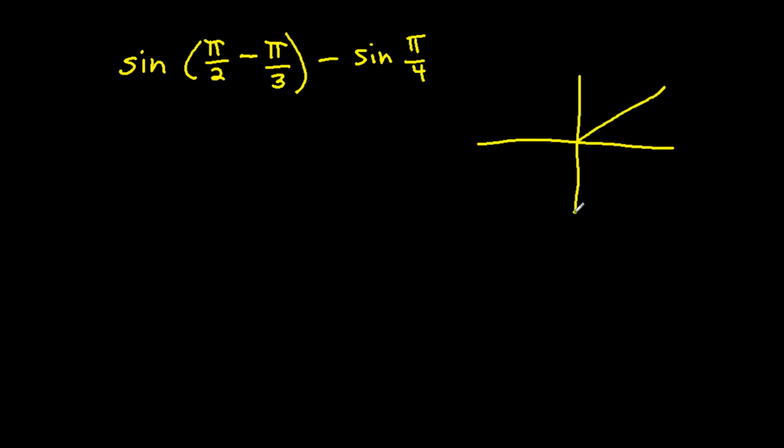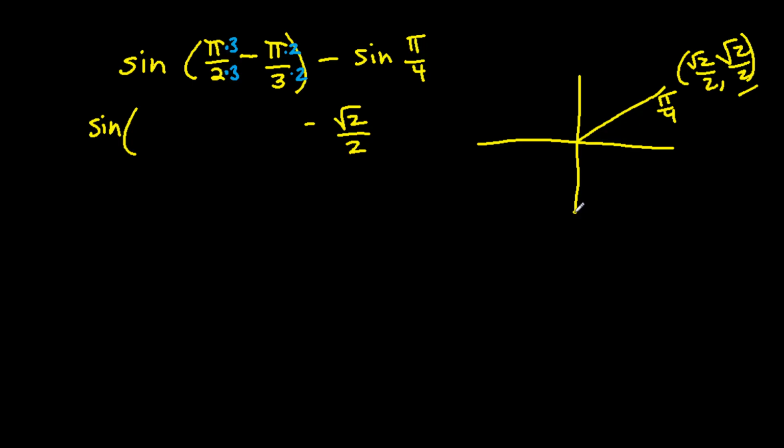So at pi over 4, our values are square root 2 over 2, square root 2 over 2. So the sine value is square root 2 over 2. We could substitute that in. For the one on the left, it might be helpful to combine these fractions. So I'm going to find a common denominator, multiply by 3, multiply by 3, and multiply by 2, multiply by 2. That's going to give me sine of 3 pi divided by 6 minus 2 pi divided by 6, and that would simplify to 1 pi over 6, which is pi over 6.